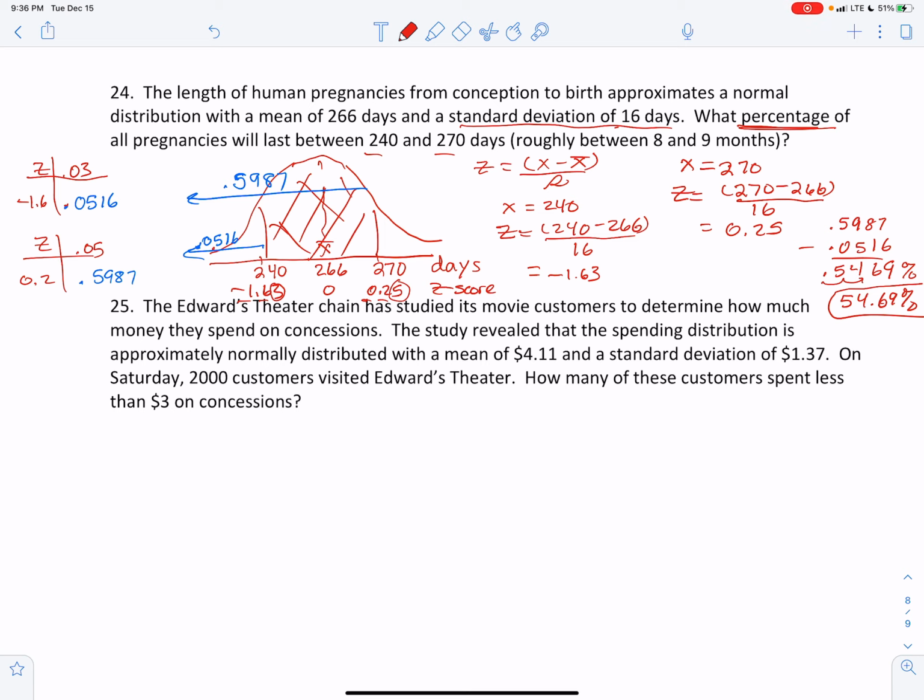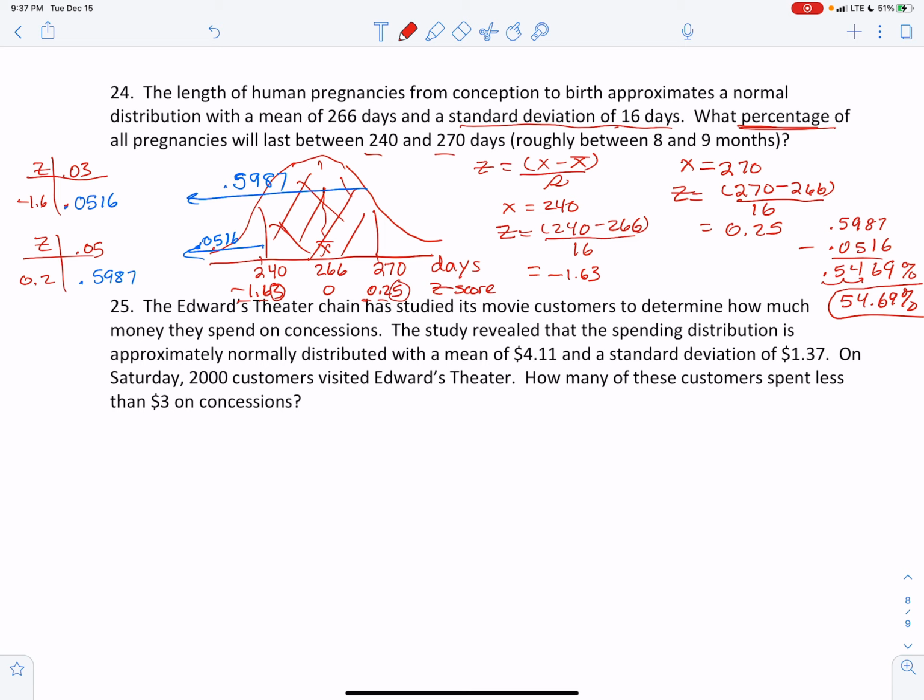25. The Edwards Theater chain has studied its movie customers to determine how much money they spend on concessions. The study revealed that the spending distribution is approximately normally distributed, with a mean of $4.11 and a standard deviation of $1.37. On Saturday, 2,000 customers visited Edwards Theater. How many of these customers spent less than $3 on concessions? So we have to first find what percentage of customers spent less than $3 on concessions.